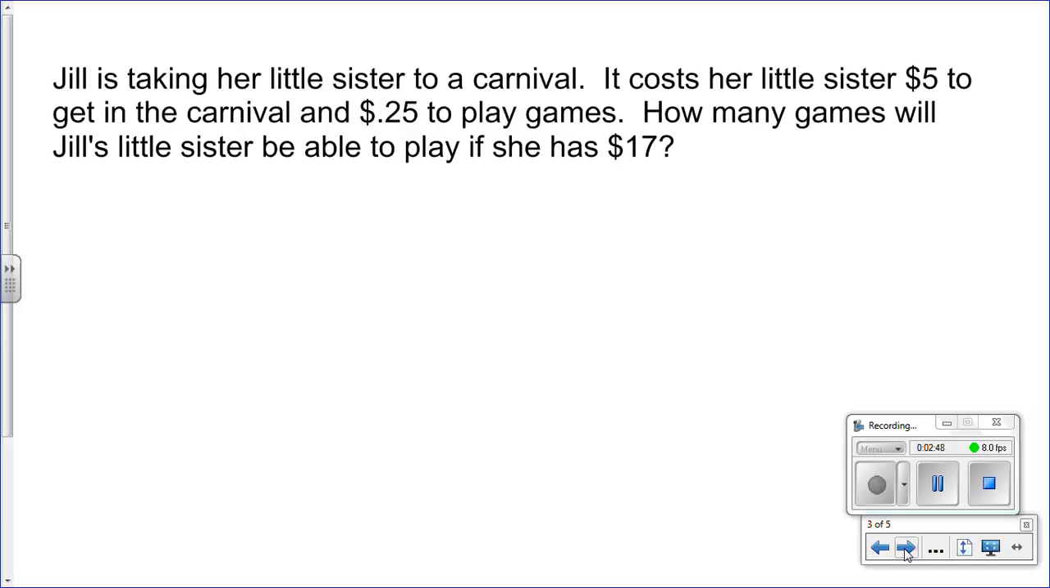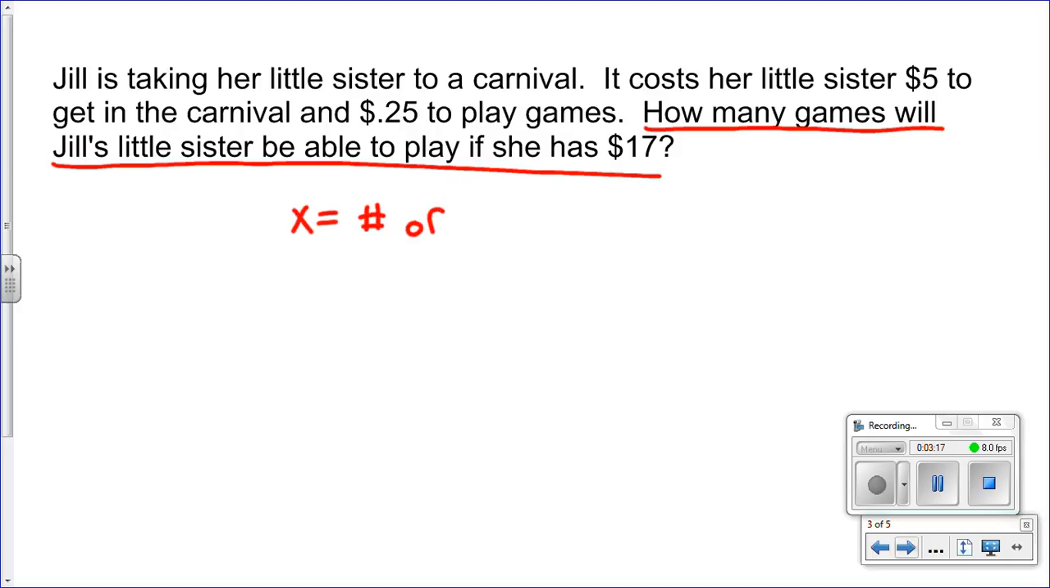Okay, so here I want to define our variable. I think that will help us set up the equation since there's not really a picture we're going to draw here. So first of all, the variable comes from the question. The question says, how many games will Jill's little sister be able to play if she has $17? So the question is, how many games? So that's what I want x to be. x equals number of games.